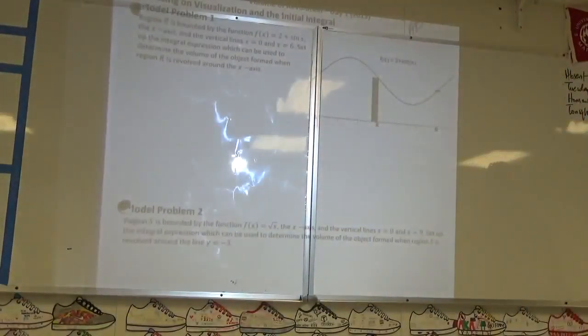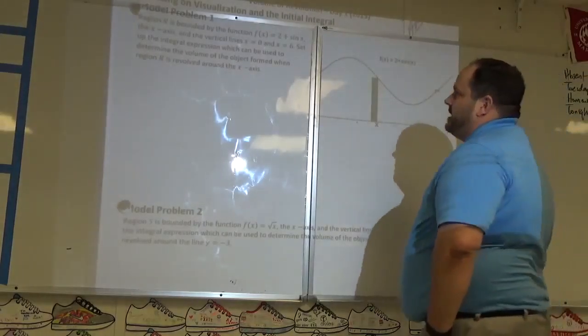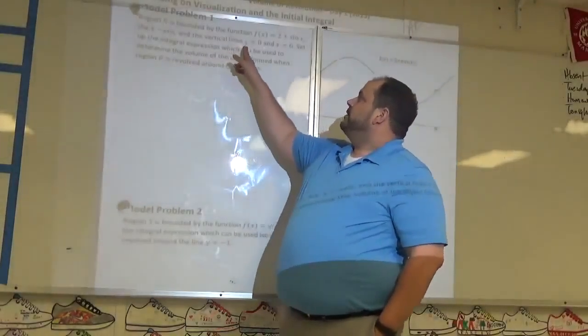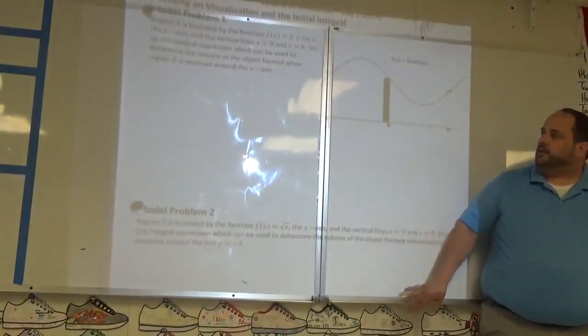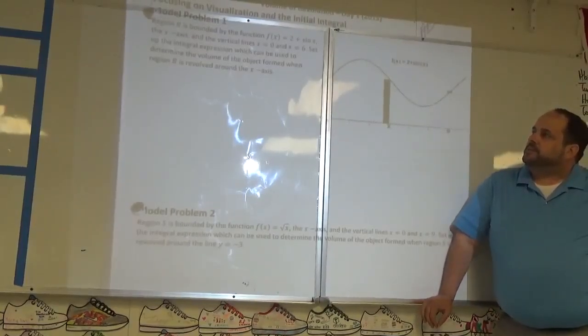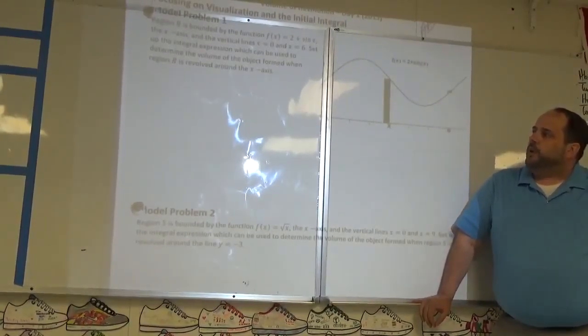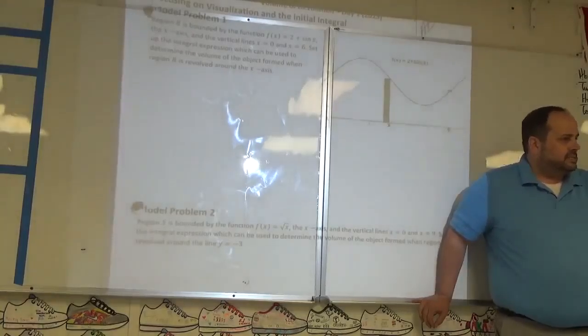Okay. The problems are going to look like this. Region R is bounded by the function f of x equals 2 plus sine of x, the x-axis, and the vertical lines x equals 0 and x equals 6. Set up the integral expression which can be used to determine the volume of the object formed when region R is revolved around the x-axis.